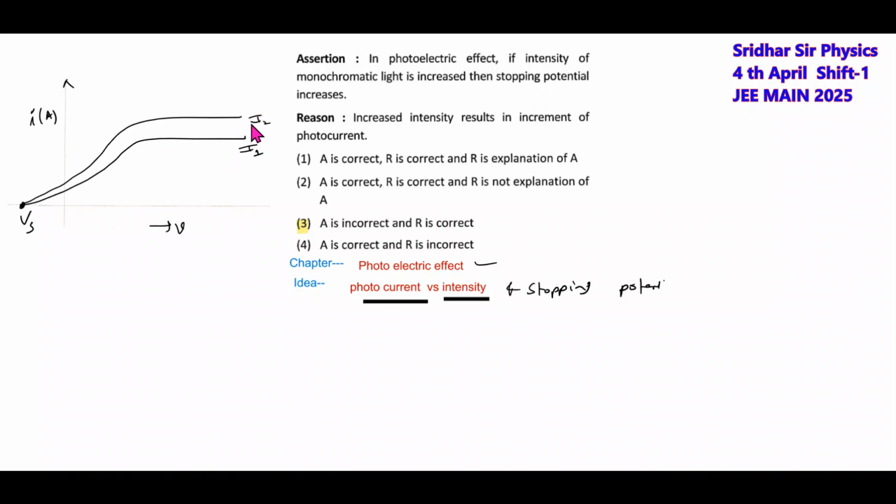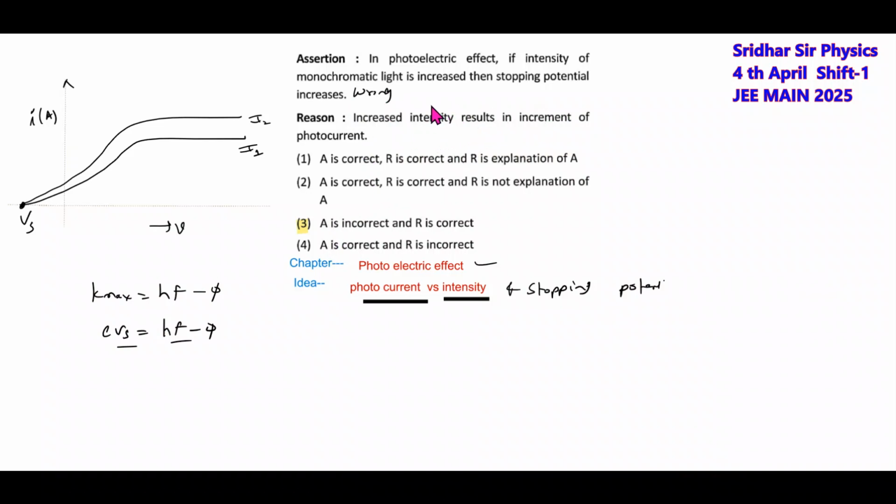If you change the intensity, the number of photons will change, but the energy of a photon will not change, so the stopping potential will remain the same. K max equals hf minus work function. K max equals eVs. Okay, stopping potential depends on frequency, it doesn't depend on the intensity. As you change the intensity, the saturation current will change, but the stopping potential will be the same. So this is a wrong statement.